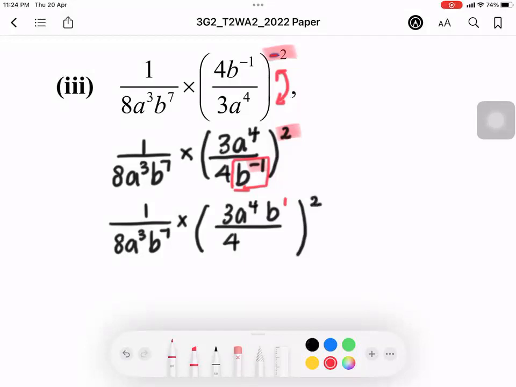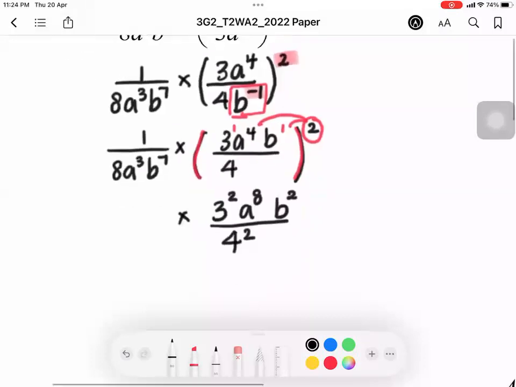Then what are we going to do when we have brackets like that? This power 2 will multiply to all the powers, right? But what about the number 3? This 3 actually has a power of 1. So now this number will become 3 squared. A to power of 4 times 2, 8. B to power of 1 times 2, b squared, over 4 squared. Then this part stays the same.